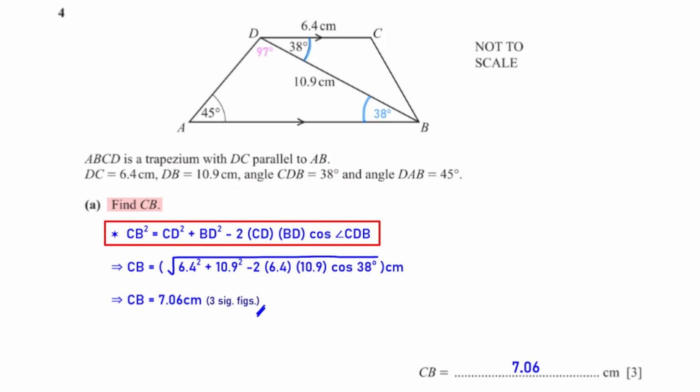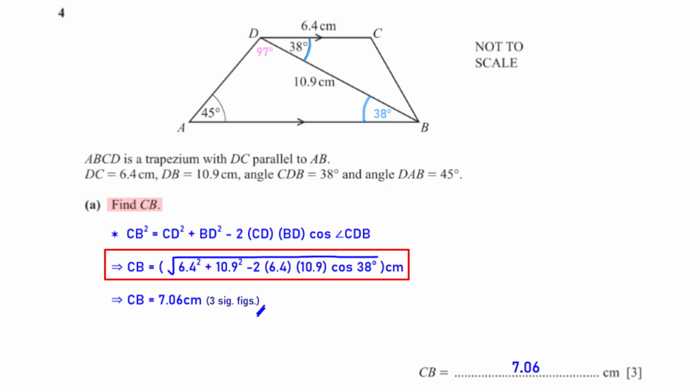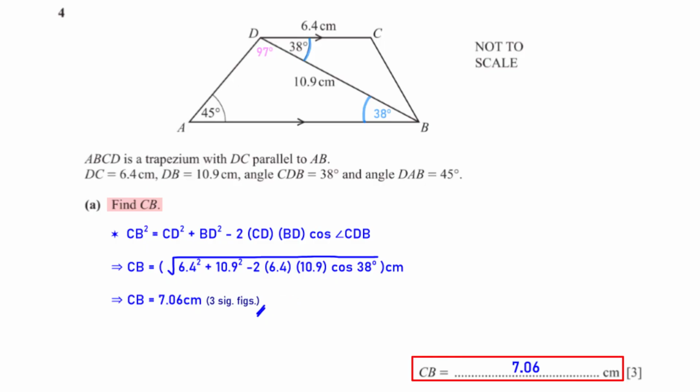This gives us CB squared equals CD squared plus BD squared minus 2 times CD times BD times cos of angle CDB. CD is 6.4 centimeters, BD is 10.9 centimeters, and angle CDB is 38 degrees. When we plug in these values into the equation and make CB the subject, this is what we have. When we type this into the calculator, we get 7.06 centimeters rounded to 3 significant figures.